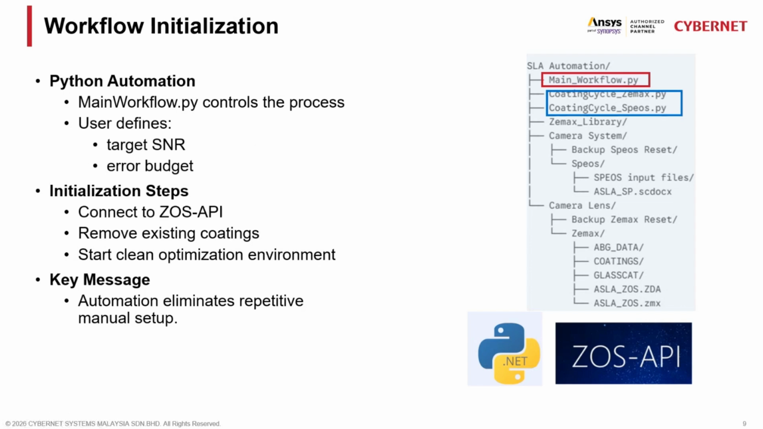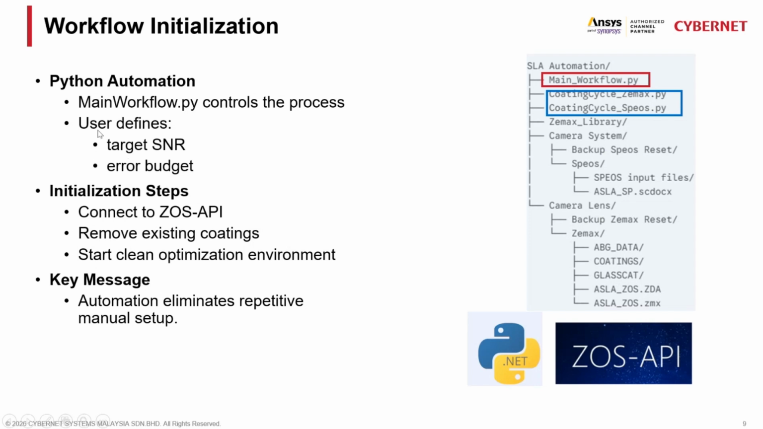Inside the Python automation, we have this kind of file structure, the directory. The workflow can be run from the main workflow, which will call the coating cycle Zemax and coating cycle Speos. This one is the main script for the main workflow to call, but when we run, we use the main workflow. Okay, so all the files here are the simulation files for Zemax and Speos, and also the library files to do the calculation and evaluation.